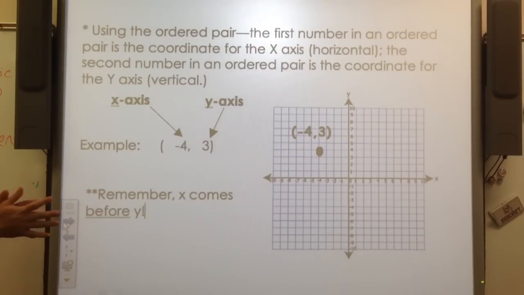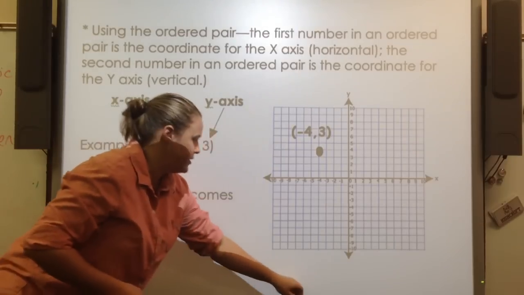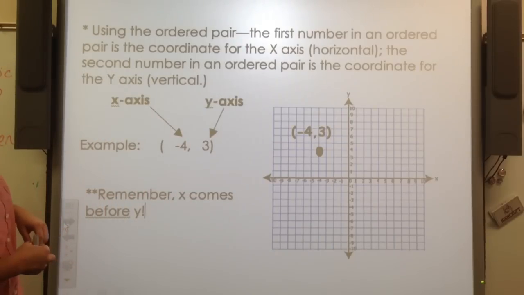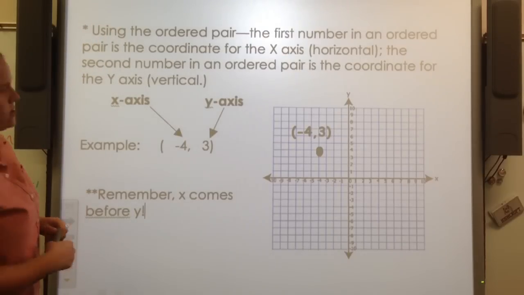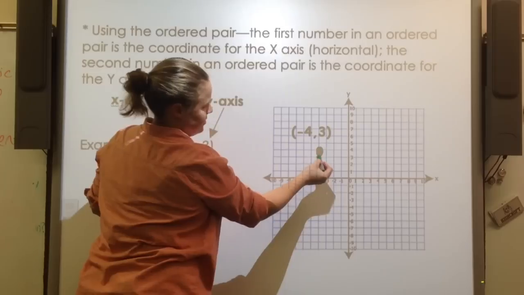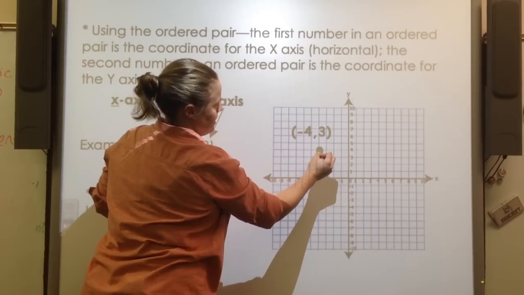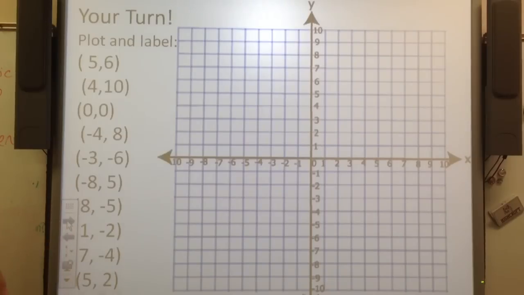Alright, next thing, and we're almost done, so not much more to go. So using the ordered pair, the first number in an ordered pair is the coordinate for the x-axis, and the second number is the coordinate for the y-axis. So we've kind of already talked about that. You can put this in your own words. You don't have to copy it word for word. That's fine. So this one, for example, -4, 3, over -4 spaces, up 3. So the dot's a little bit off because of the copying and pasting. So it really should be about right there. So remember, x comes before the y. Alphabetical too.